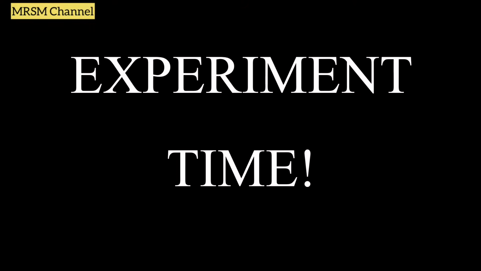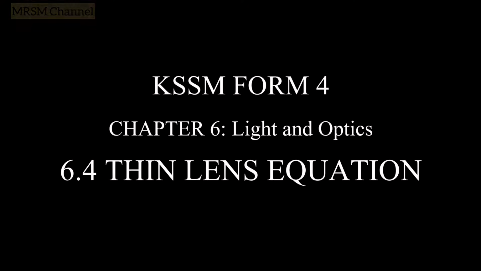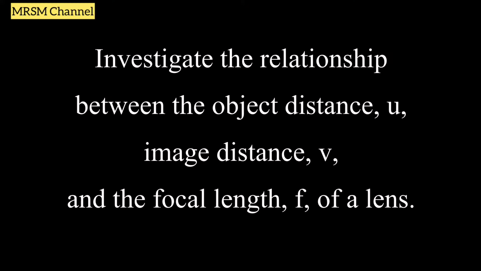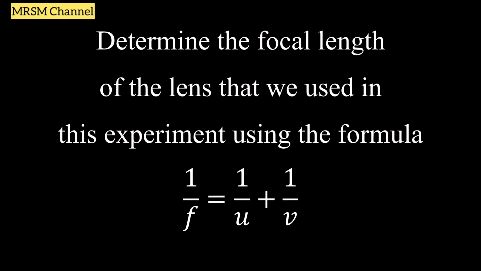Hi guys, today we're going to conduct an experiment involving light and lenses. In this experiment, we're going to investigate the relationship between object distance u and image distance v. Then we're going to investigate the relationship between the object distance u, image distance v, and the focal length f of a lens. Lastly, we're going to determine the focal length of the lens that we use in this experiment using the formula 1 over f equals 1 over u plus 1 over v.